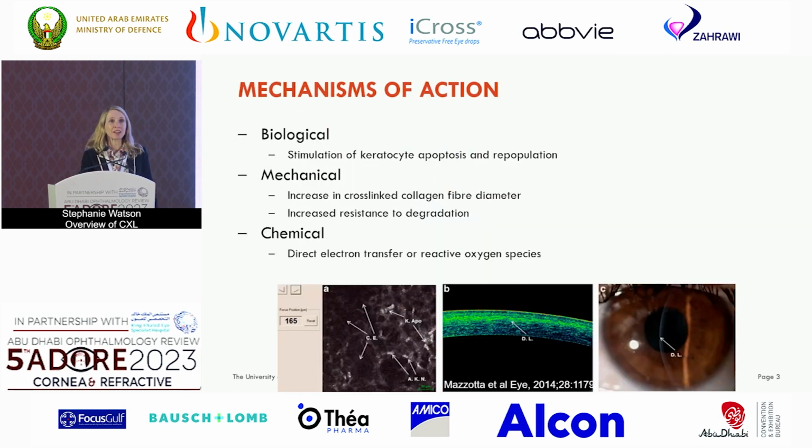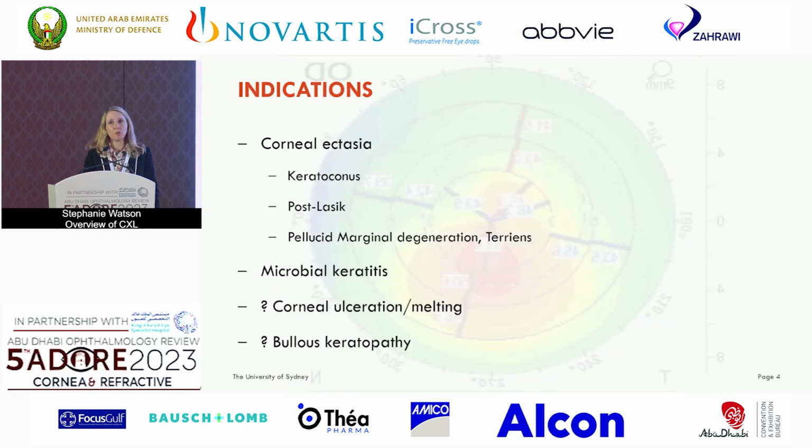The mechanism of action is thought to be possibly biological, mechanical, chemical, but there's a number of mechanisms that are causing this chemical strengthening of the cornea. Now, when might corneal cross-linking be considered? Well, it's typically done for corneal ectasias such as keratoconus, post-LASIK. It's also been suggested for pellucid marginal degeneration, and there's been some reports of its use in Terrien's. It's been used in microbial keratitis, and it's also been suggested for corneal ulceration and bullous keratopathy.